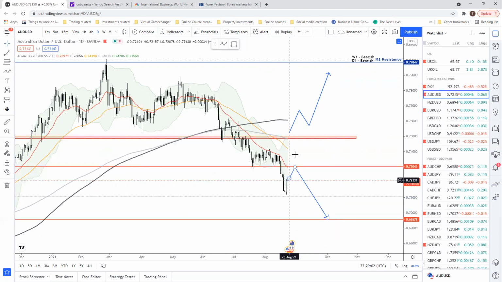Otherwise, if it continues to go up and breaks above this level, it could potentially go up to the previous resistance level.